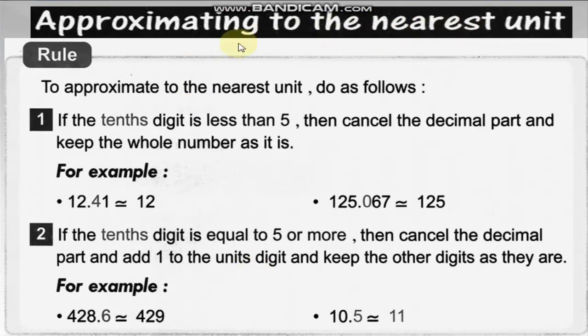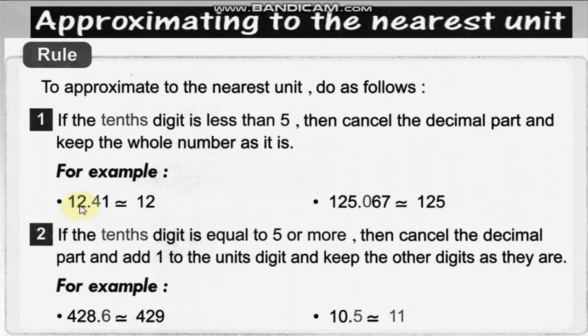Approximate to the nearest units. Approximate to the nearest unit, do as follows. Number 1: if the tenth digit is less than 5, then cancel the decimal part and keep the whole number as it is. For example, we have here 12.41.